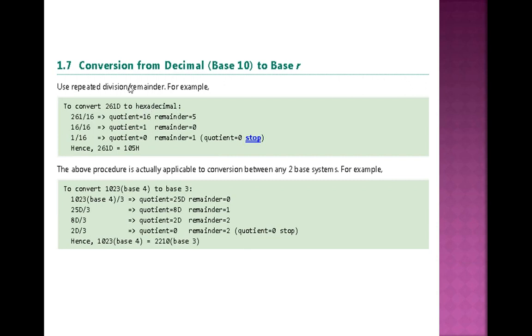Now next is conversion of base 4 to base 3. This is 1023. This is divided by 3 because this is converted into base 3.